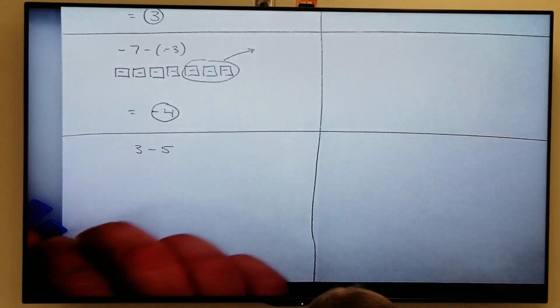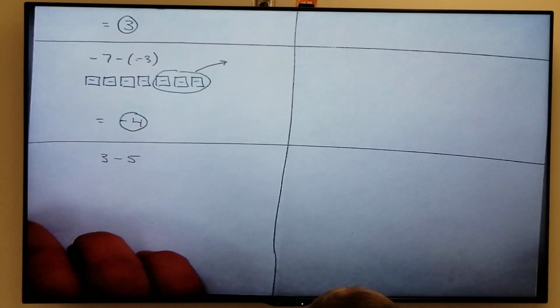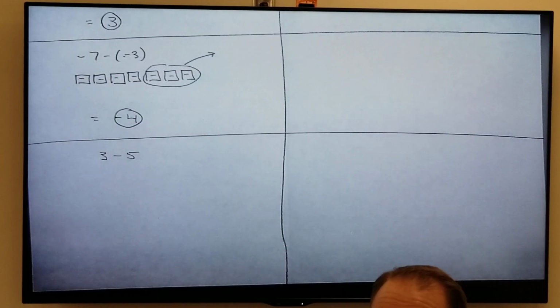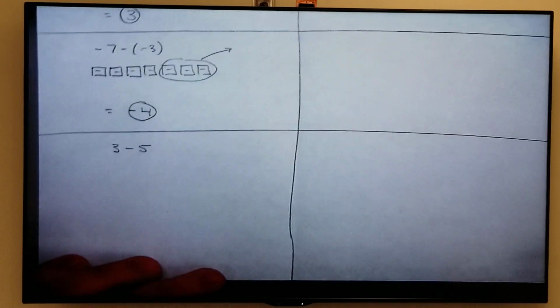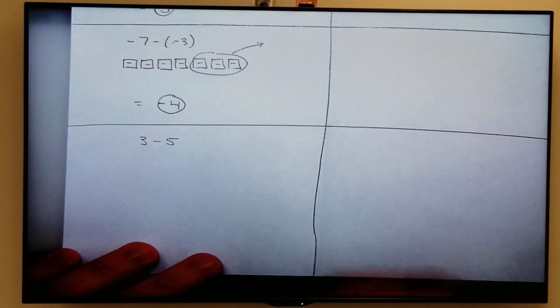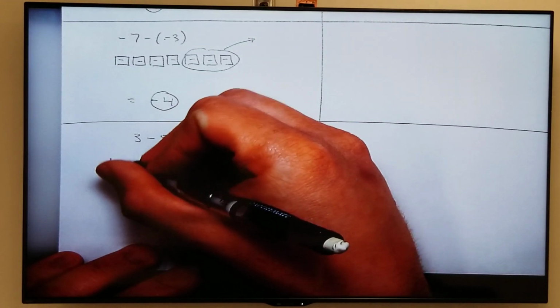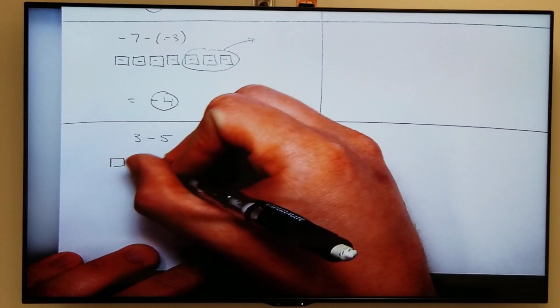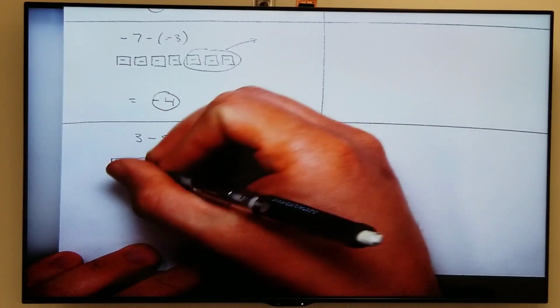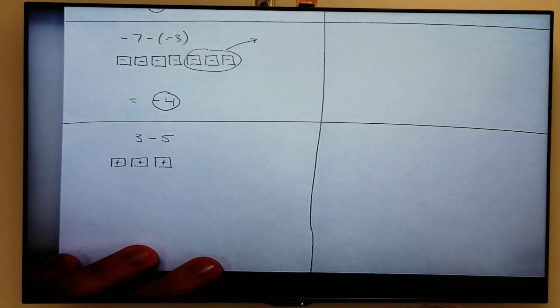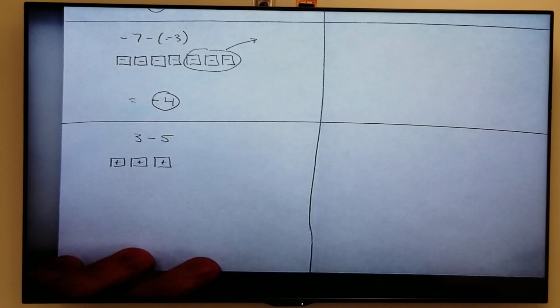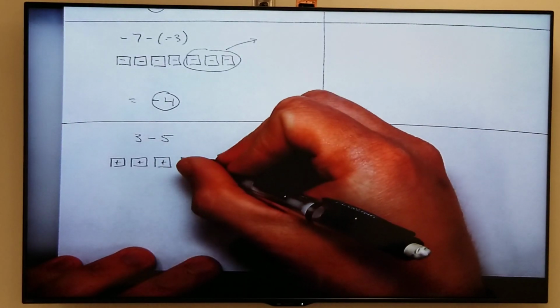Here's how I would draw that. And by the way, just because I'm drawing it a certain way doesn't mean you have to draw it the same way, but you do need to indicate, take away somehow. So 3 minus 5, right? So I'm starting with 3 positive tiles. And then I need to take away 5. But I don't have 5 positive tiles to take away, so I know that I need to add some 0 pairs.